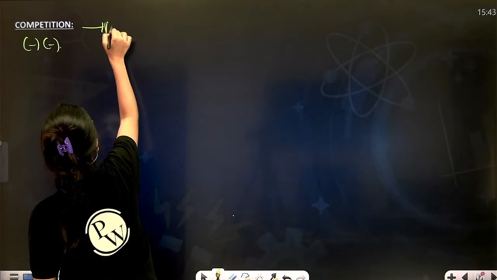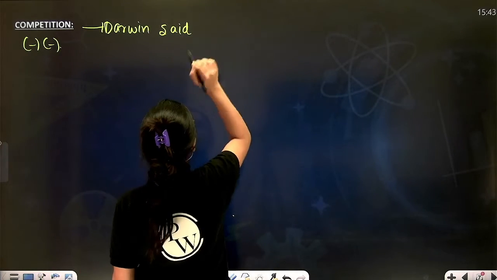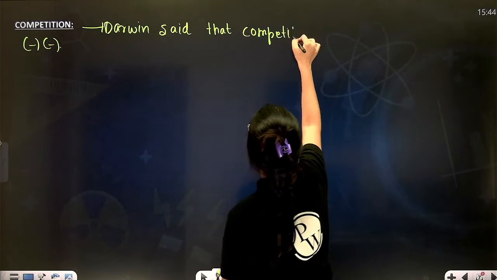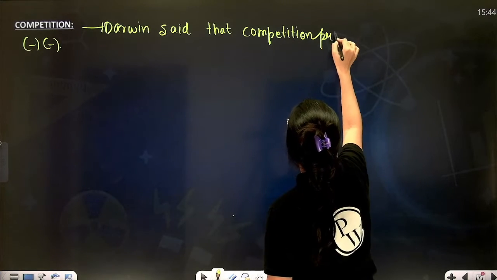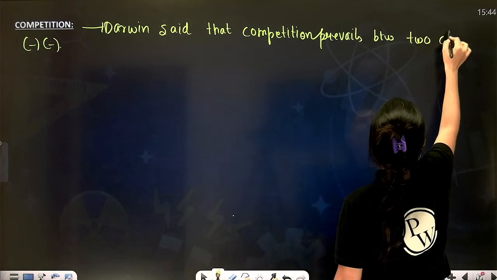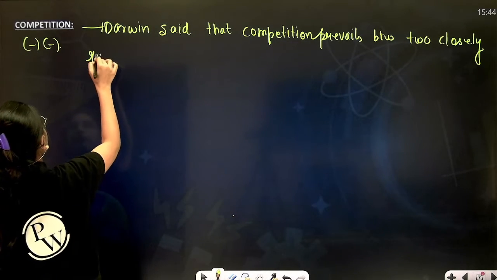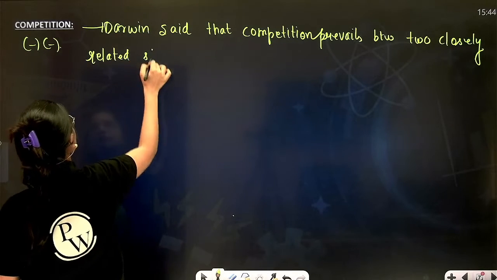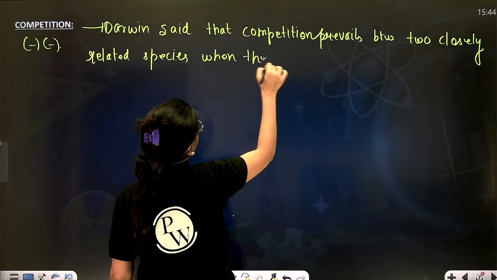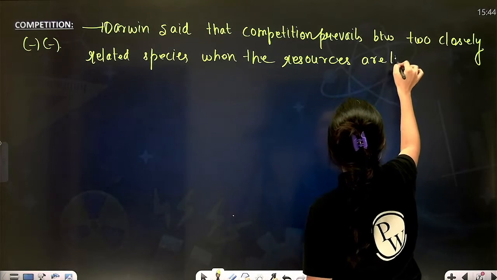So what did Darwin say, beta? This fellow said that competition prevails between two closely related species when the resources are limited.